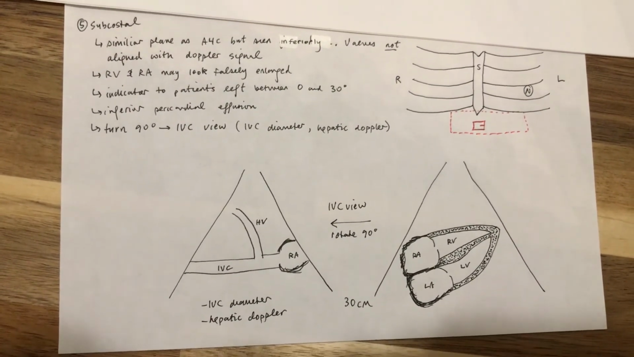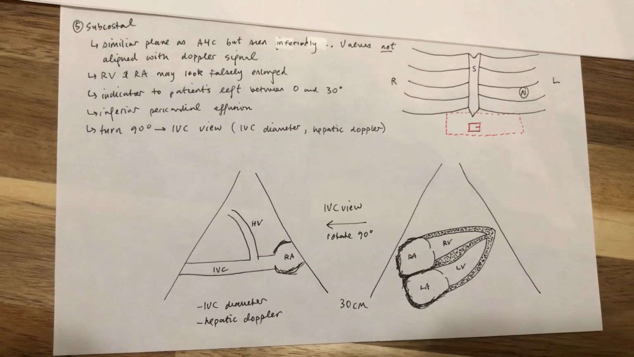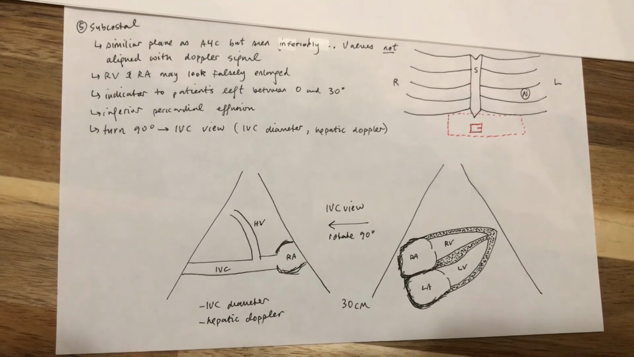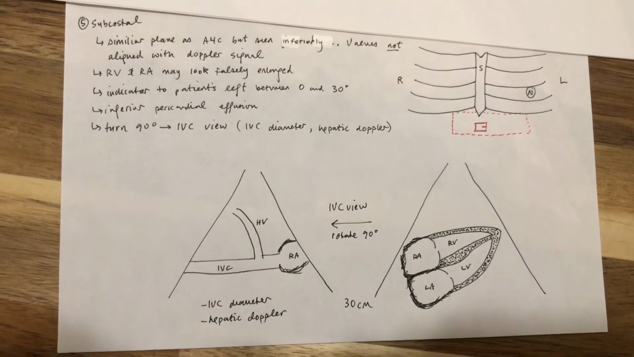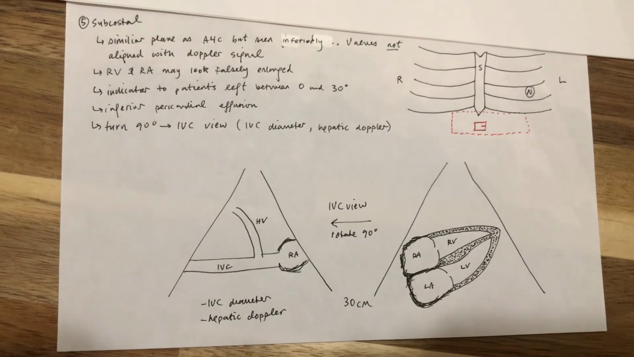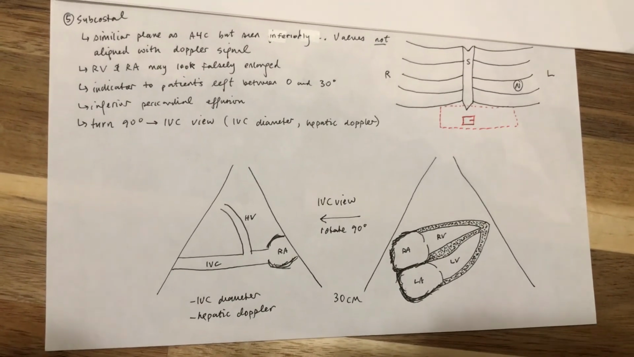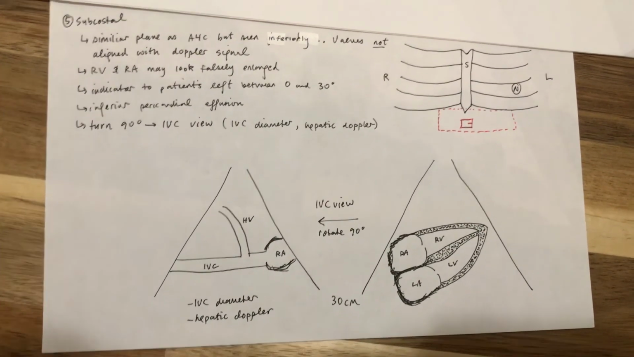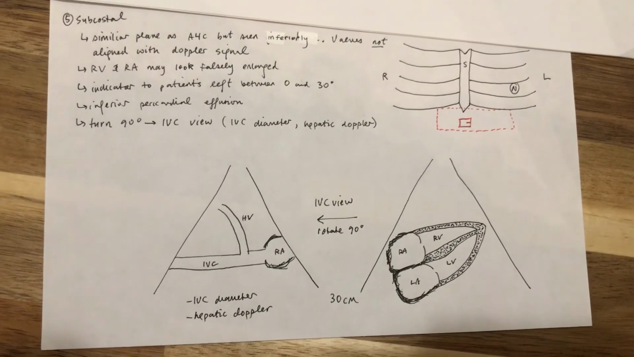A subcostal view is good to look at the right side of the heart, because the right side appears falsely enlarged compared to the left. So this is good because you can see the systolic function a little bit better, but it's bad because the RV can look enlarged when it's really not. So just a word of warning here. You can also see inferior pericardial effusions from this view.